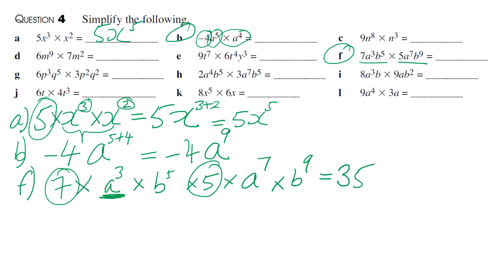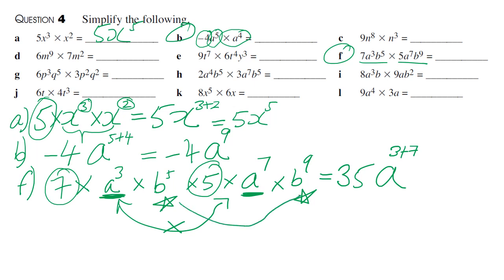Now let's look at this a. Do I have anything else with the base a? Yes, I do. This guy. So I can multiply these two together, which means I'm just going to add the powers, 3 plus 7. Now finally, let's look at this b. Does it have any friend? Yes, it does. It's got this b to the power of 9. So b to the power of 5 times b to the power of 9. These two are multiplied by each other, which means b to the power of 5 plus 9.